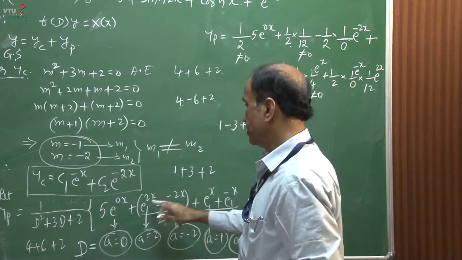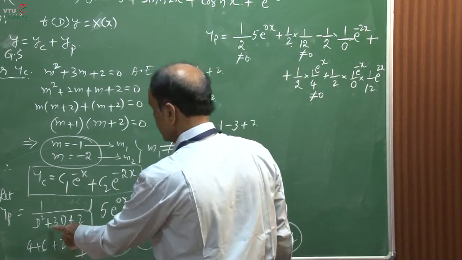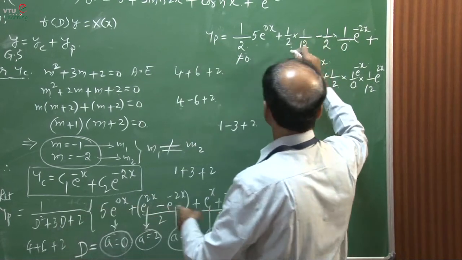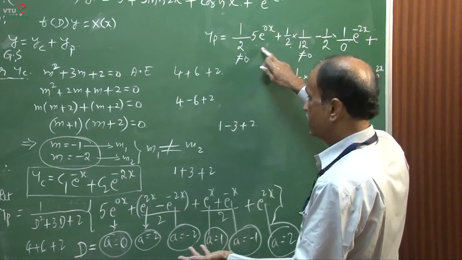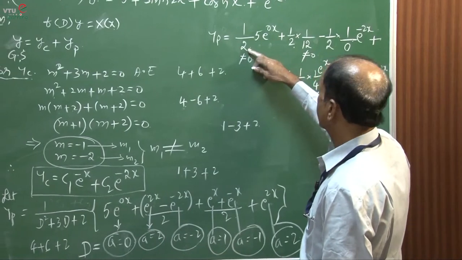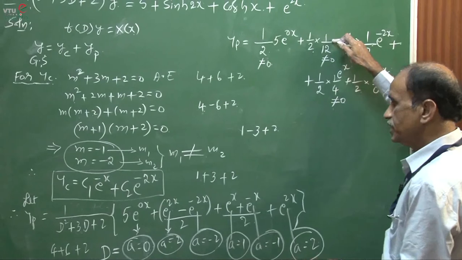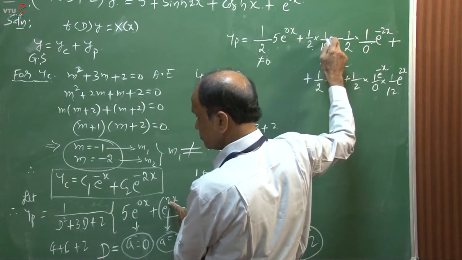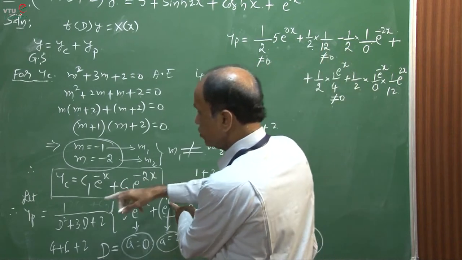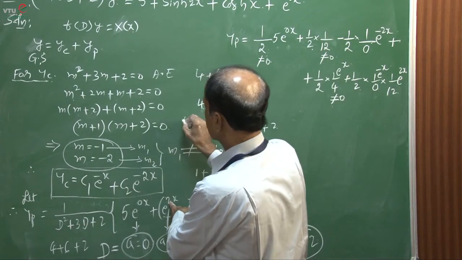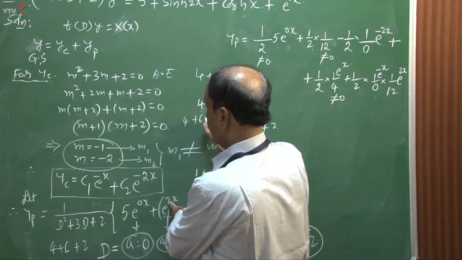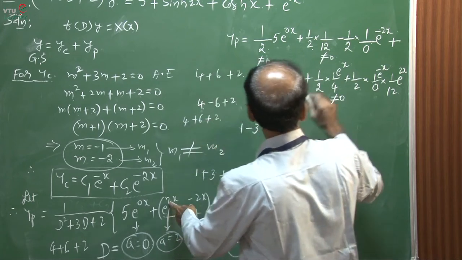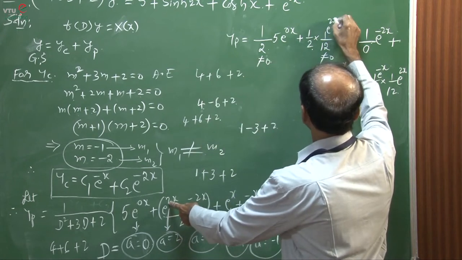So, this is 1 by 12. Okay, let me check one by one once again. This is 2, right? This is 1 by 2 into 1 by 12. A equal to 2. A equal to 2 means that is 4. So 4 plus 6 plus 2, that is 12. This is e to the power 2x.